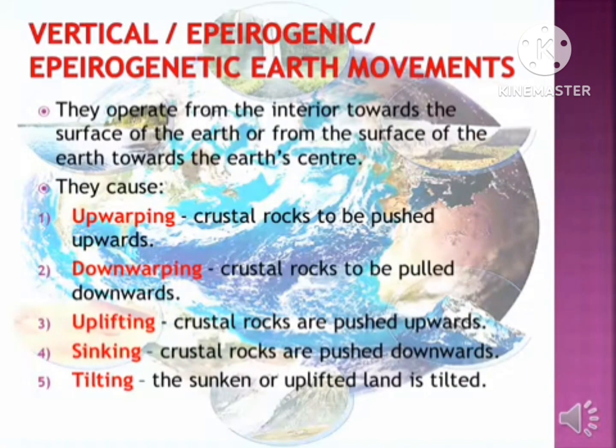The second kind of earth movement is the vertical earth movement. As we have said earlier, vertical earth movements are also known as epirogenetic or epirogenic earth movements. These are the movements which operate from the interior of the earth towards the surface of the earth, or they can operate from the surface of the earth towards the interior of the earth. And these cause upwarping, downwarping, uplifting, sinking, and tilting of the crust rocks.